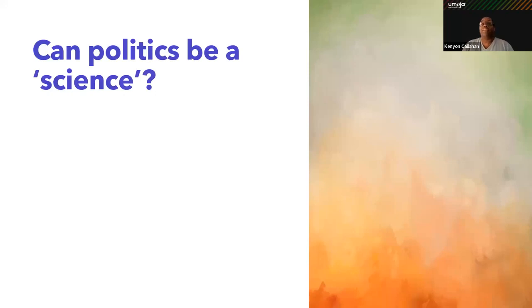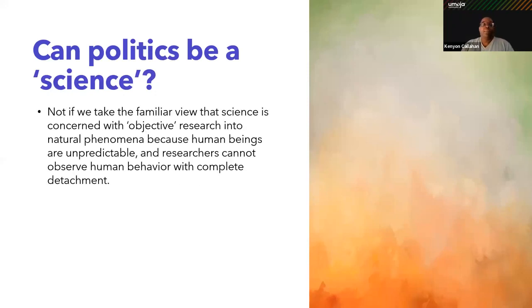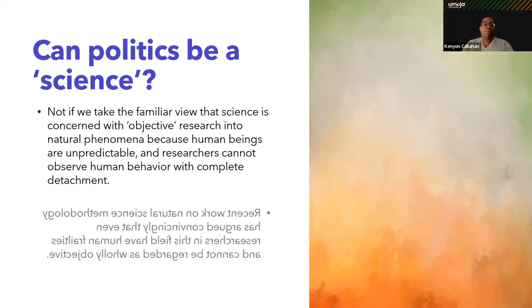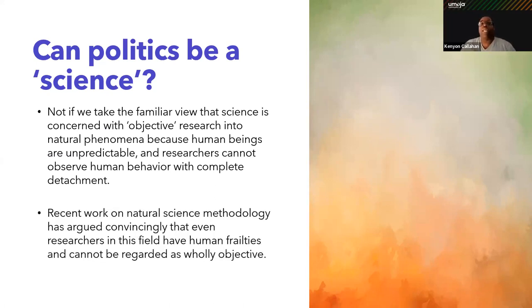Can politics be science? Not if we take the familiar view that science is concerned with objective research into the natural phenomena, because human beings are unpredictable. Researchers cannot observe human behavior with complete detachment. Recent work on natural sciences methodologies have argued convincingly that even researchers in this field have human frailties and cannot be regarded as wholly objective. We're human beings, we're not objective beings. We're not. None of us are objective.